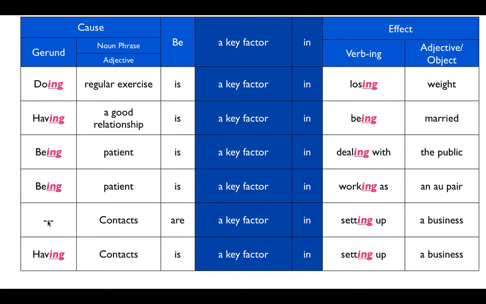And I created that to show you that sometimes you don't need a verb and you just leave it empty. Okay, having contacts is a key factor in setting up a business. So there, in those last two sentences, we've seen that sometimes we drop the verb ing. If we don't feel it's necessary, we don't put it in. But if we feel it helps, we add it. But you must remember that the form must be verb ing form.